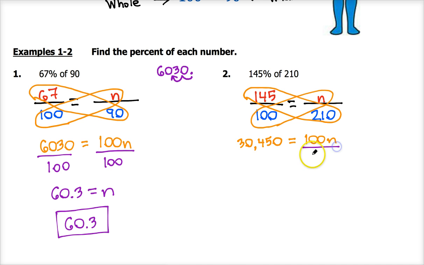So now we divide by 100 once more. And again, we can use that moving the decimal 2 places to the left trick when we're dividing numbers by 100. If you do that correctly for this problem, the decimal point is to the right of the 0, so we move it 1 and 2 places, and we get 304.5.